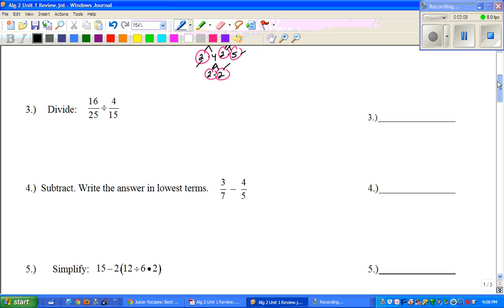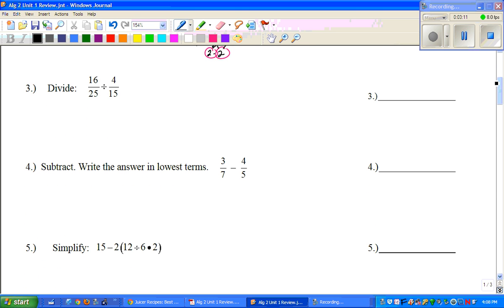Okay. Number 3. Divide 16 over 25 divided by 4 over 15. Now, if you remember that when we divide, we really multiply by the reciprocal, which means we have to flip that fraction, okay? So 16 over 25 times, and then you flip the other fraction, 15 over 4, okay?